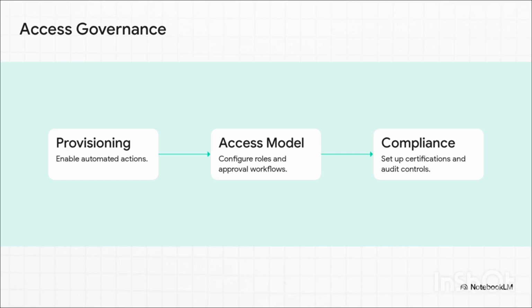Step 6 is provisioning configuration, where we enable automated actions. Step 7 is access model setup, configuring birthright access, roles, and approval workflows. And Step 8 is certification and compliance, where we set up strict, non-negotiable compliance reviews.